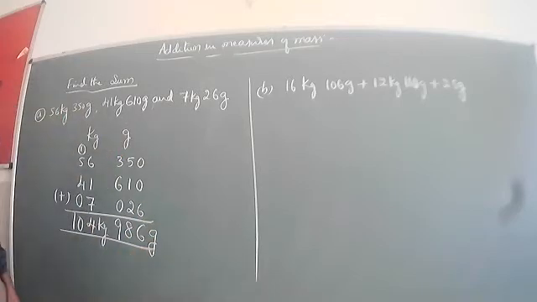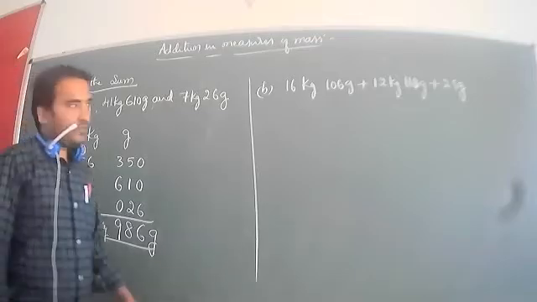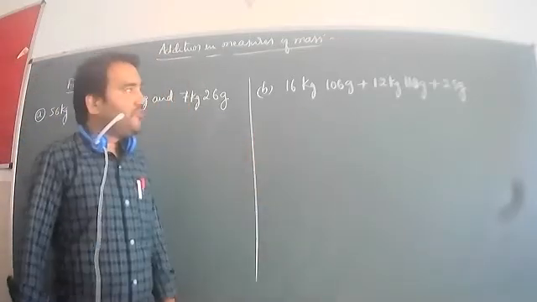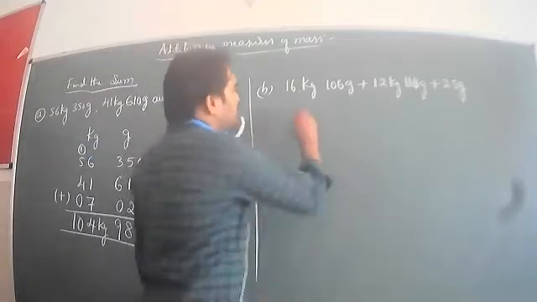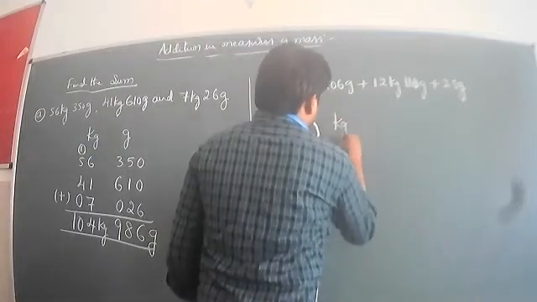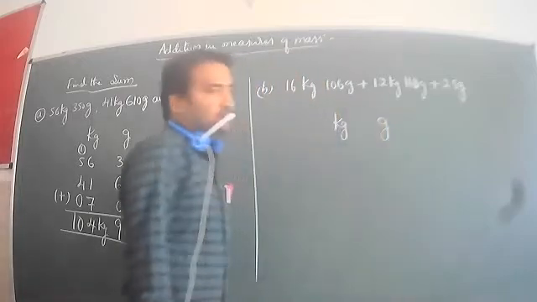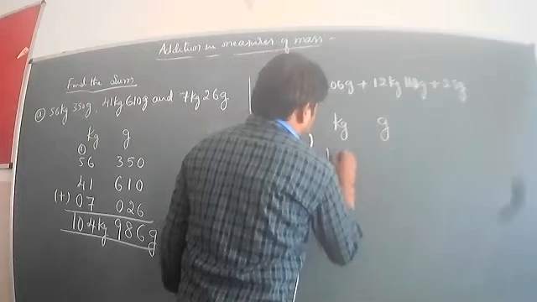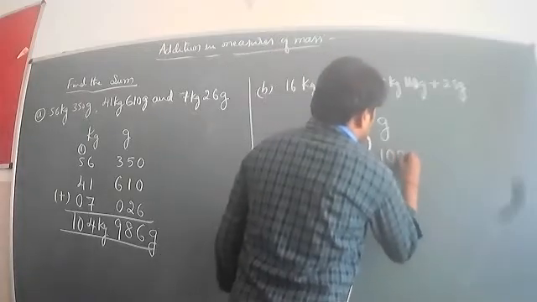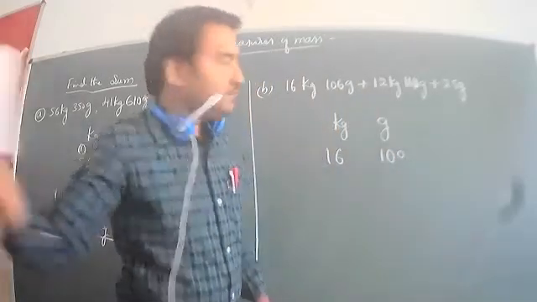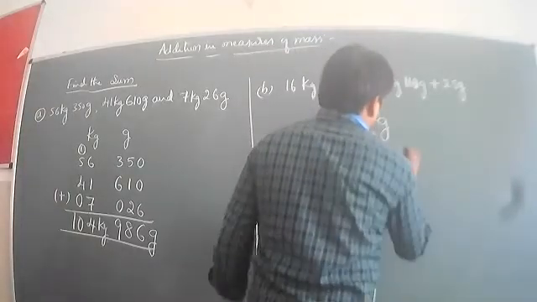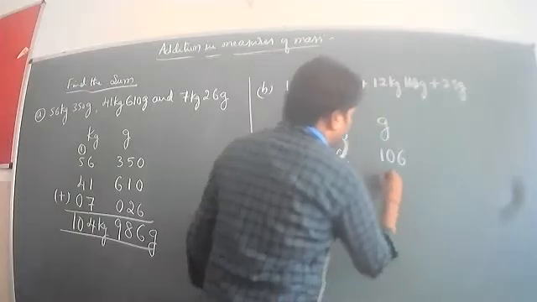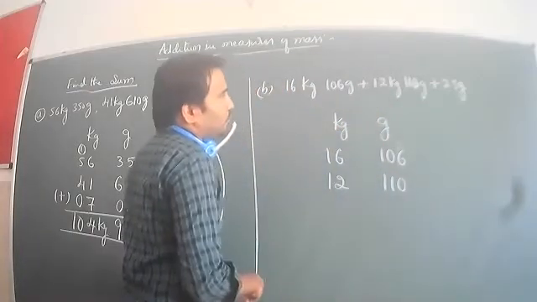This is the addition. Now another question. Same way, arrange it vertically and find the sum. First write the units. Which are the units? Kg and gram. Next, write vertically, arranged column wise. 16 kg 106 gram. Next, 12 kg 110 gram. Next, 25 gram.